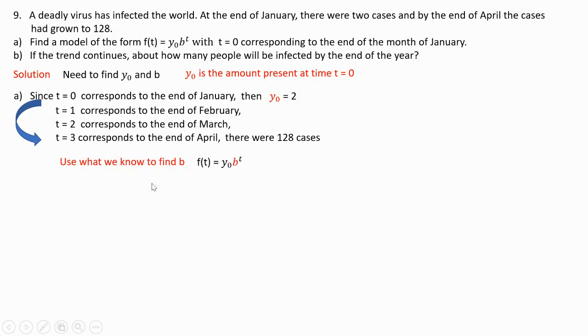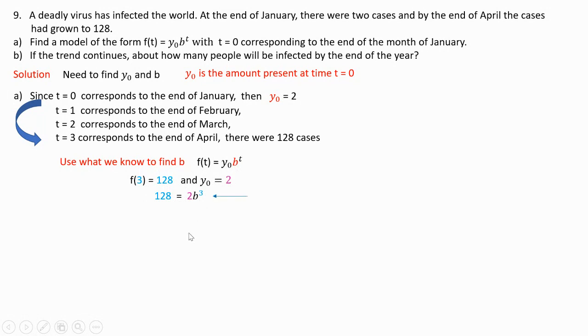So let's use the given info to find my b. In 3 months there were 128, and I know that my y naught is 2. So I'm going to plug in 3 for t, because that stands for time. This is how you find the value for b, from the second point, which was 3 and 128. The 128 is my value, the f of 3 was 128, and t is going to be 3 because 3 months had passed. Now I have to solve for b.